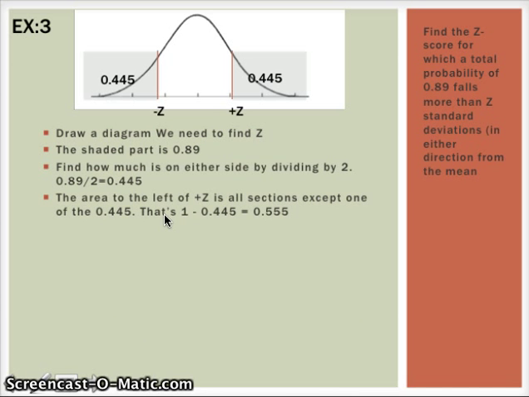Now, the area to the left of positive z, this section right here, is all of the sections except for the one. So if we subtract this one section out, we can get our answer. We want to find the area of just this section here. So if we do 1 minus, we get 0.555.